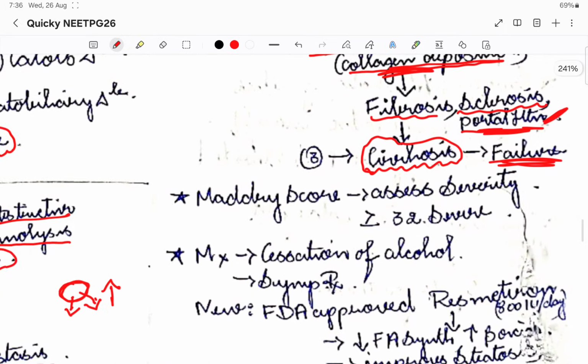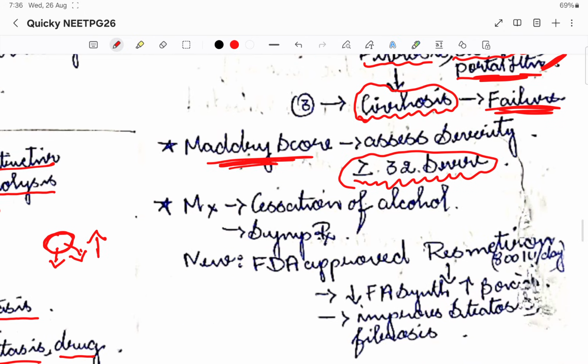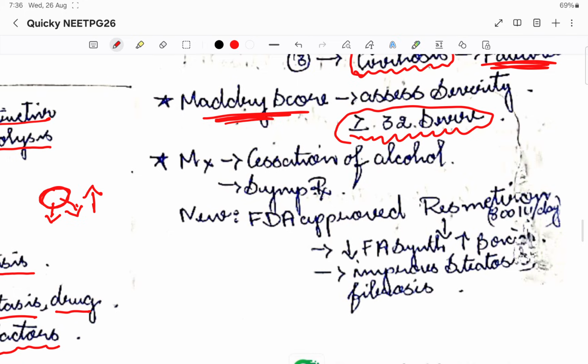Then coming to assessment of severity, we do something known as the Maddrey score, where more than 32 means severe. While doing the Maddrey score, if the value is more than 32, it is going to be a severe case of alcoholic fatty liver disease. Coming to management, basically we are removing the trigger, that is cessation of alcohol. Then coming to symptomatic management.